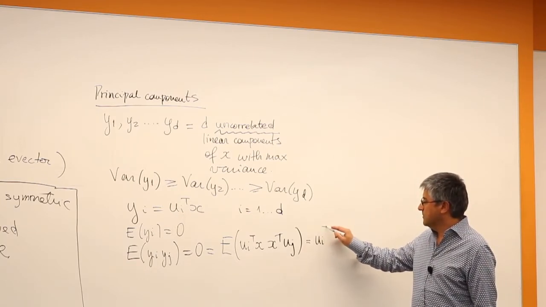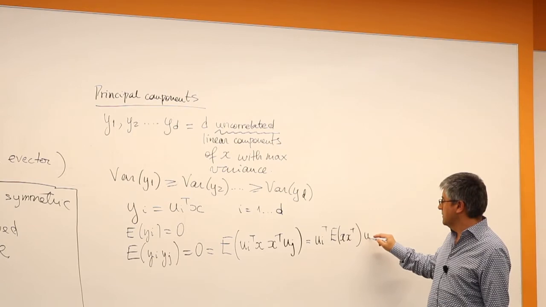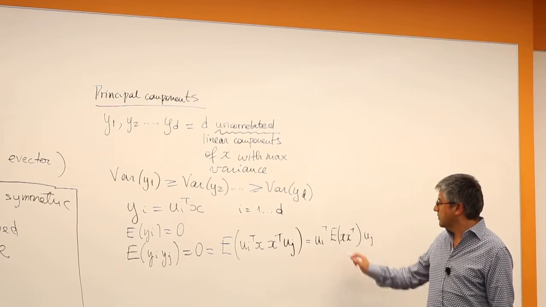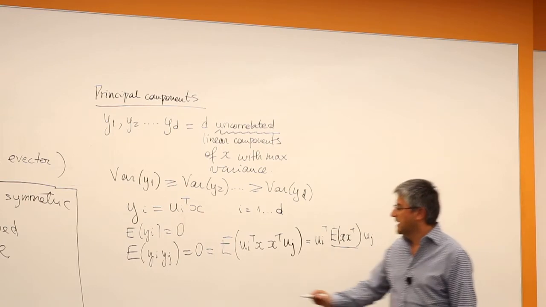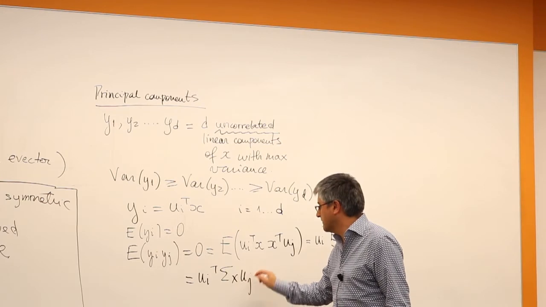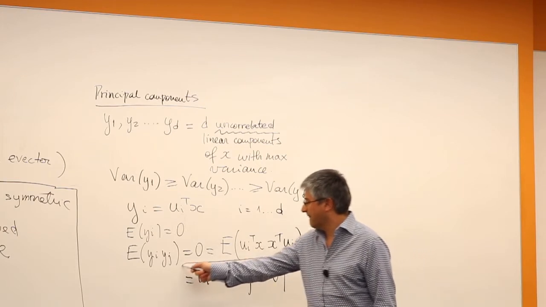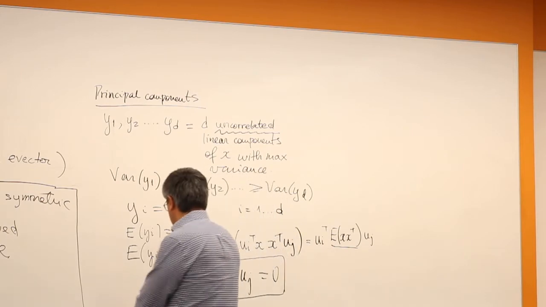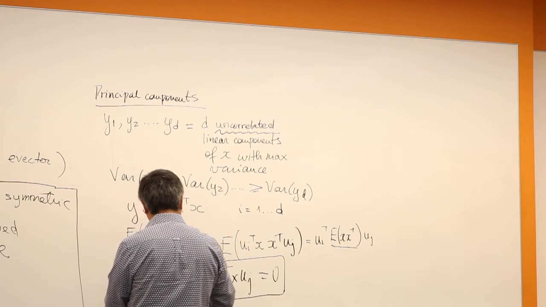All right, so what am I going to do now? I'm going to take these out, ui and uj. I'm just taking the constant outside of the expectation. And what do I get in the middle? Exactly that. So this is equal to u i transpose sigma x uj. Very good. And that has to be equal to 0. Okay, maybe I should even put that thing here. Expected value yi, yj is equal to 0.